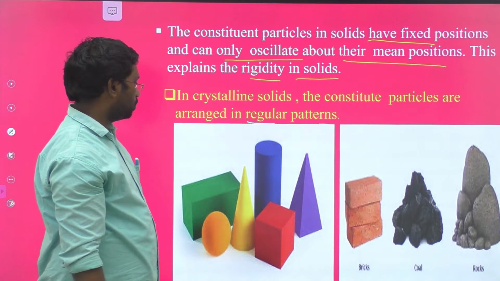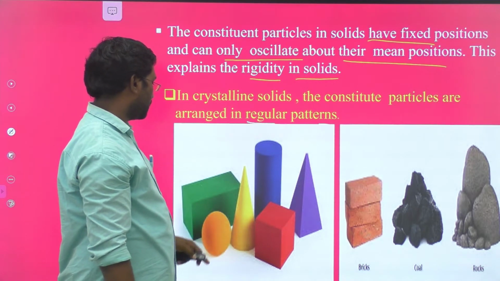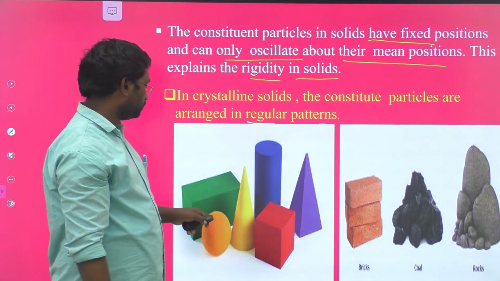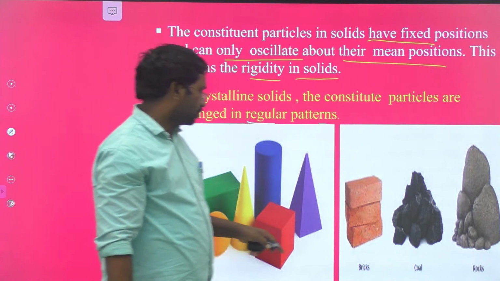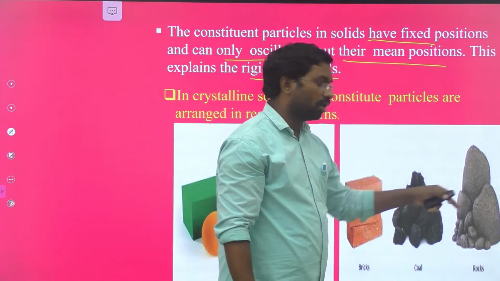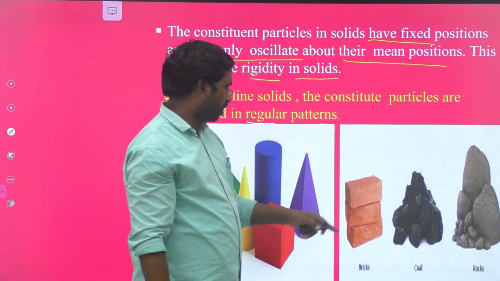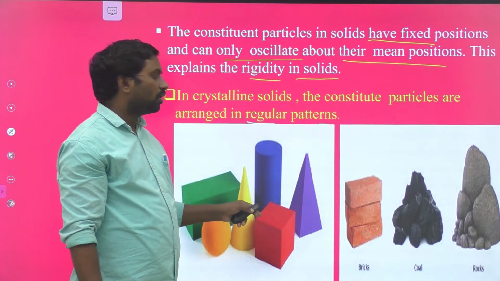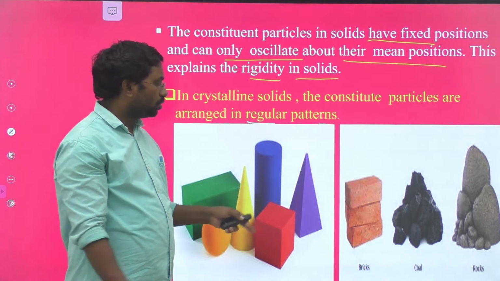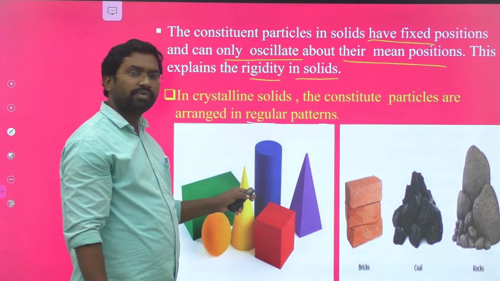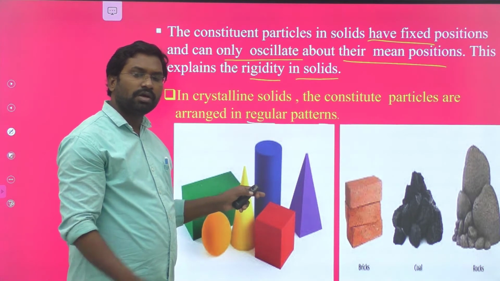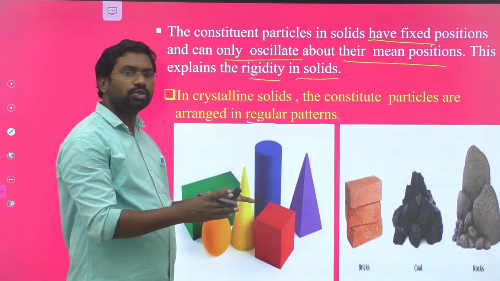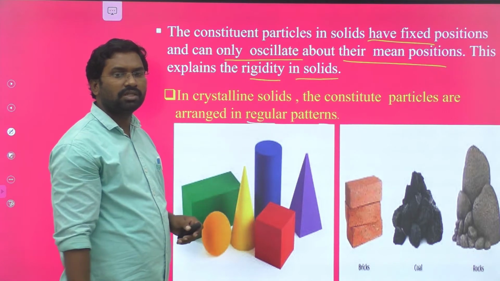So look at these two images. Some of the solids are present here. So these are some cubic structures, triangle shapes and circle shapes of solids. These are bricks, coal and rocks. Generally bricks, coal, rocks, or these different types of cubic and triangle structures, all are present in solid shape. So why do all these solids have definite shape and definite volume and a rigid property? All these properties of solids are attributed to the arrangement of the constituent particles present in the solids.